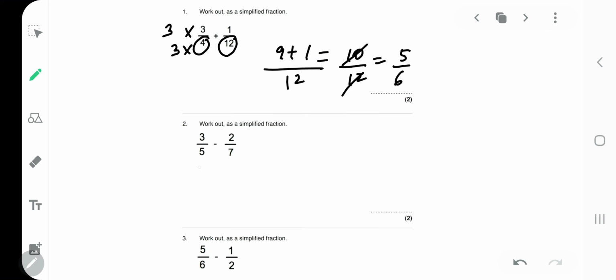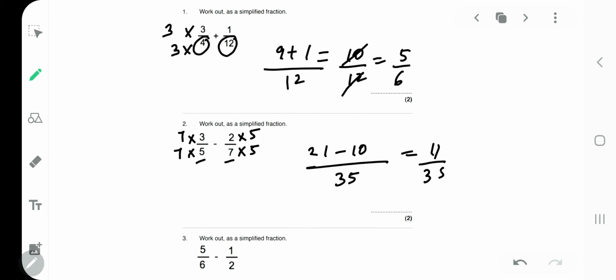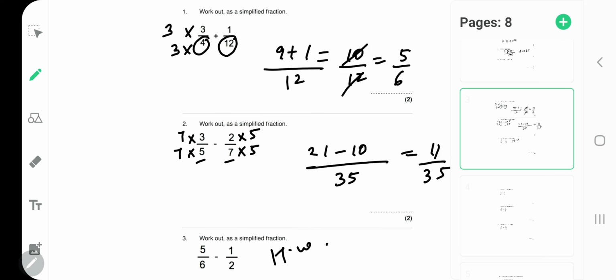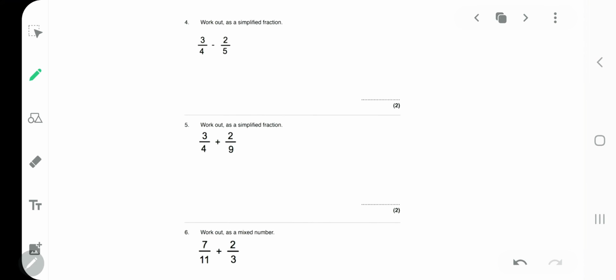Similarly, we will go for the next, that we have 5 and 7. The LCM is 35. So you have to multiply 5 with 7 and 7 with 5. So that will be 21 minus 10. That will be 11 upon 35. And you can do the third one. The next ones are all very easy. You can take them as homework.